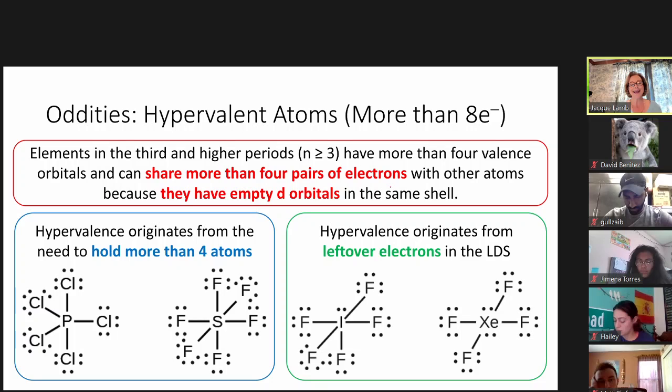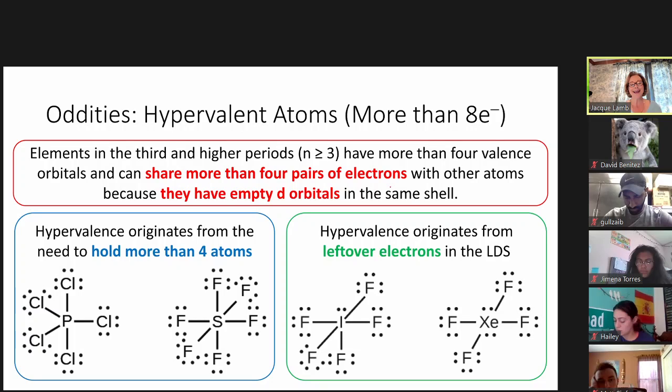So there's a couple of ways that you get that. One of them is if you have molecules where the central atom has to be bonded to more than 4 atoms. PCl5 and SF6 are 2 perfect examples of that. You have to have extra pairs of electrons bonded to that central atom in order to do that. The other way to get hypervalence is from leftover electrons in your Lewis dot structure.